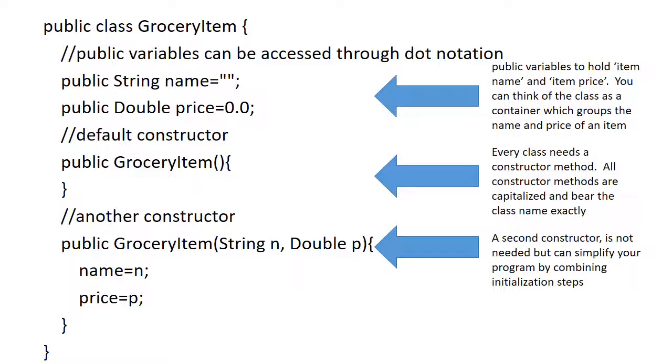Now, if you look at the constructors, you'll see that they have the exact same name as each other. The only difference is the number of arguments that you pass and the type of arguments that you pass, which is called the method signature. These must be different between constructor methods.